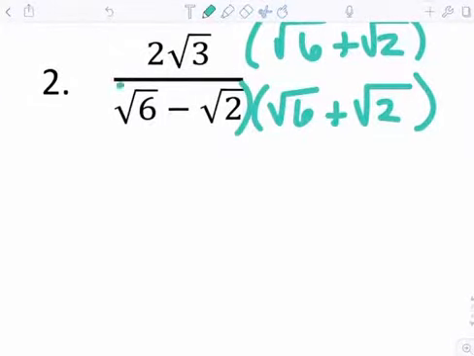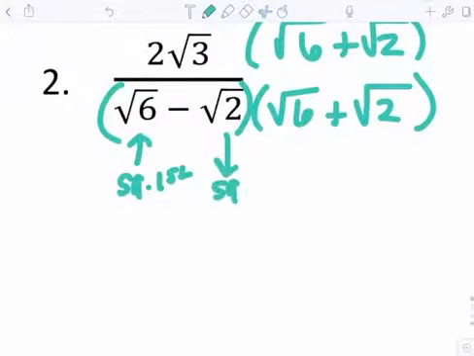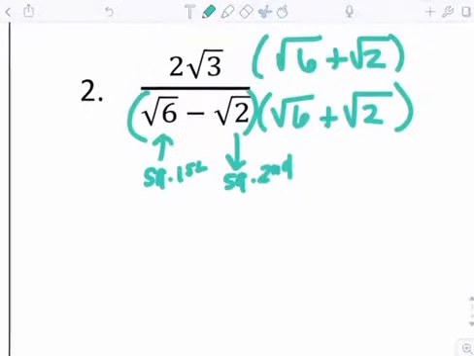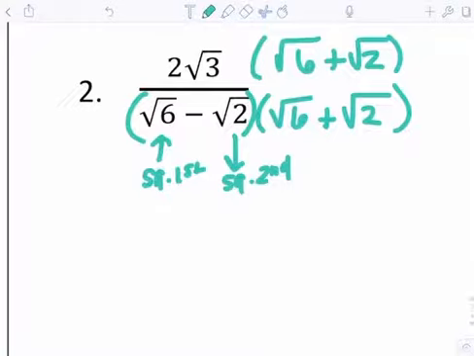With a difference of two squares, you could square the first, square the second, and then we tag subtraction in between. It's going to be the same thing. So I'm going to do the denominator first. So I'm going to square this first term right here.